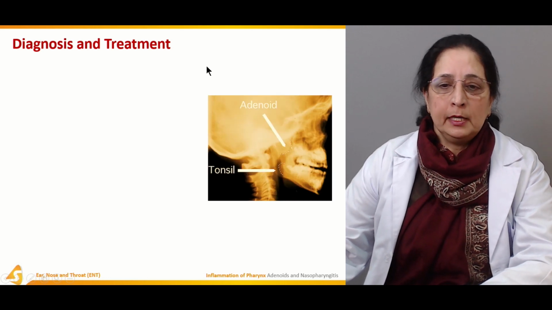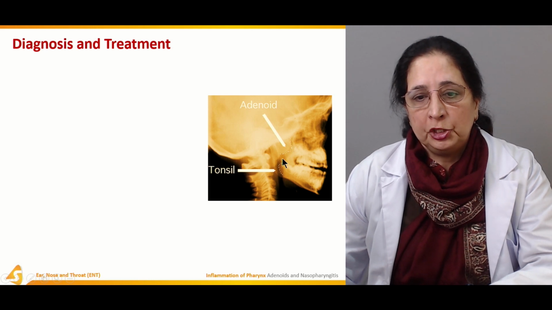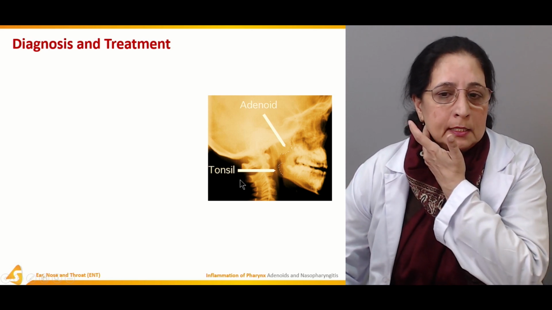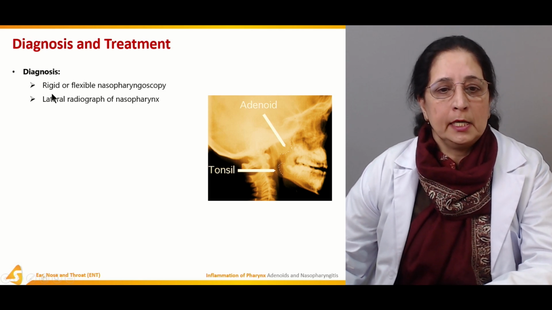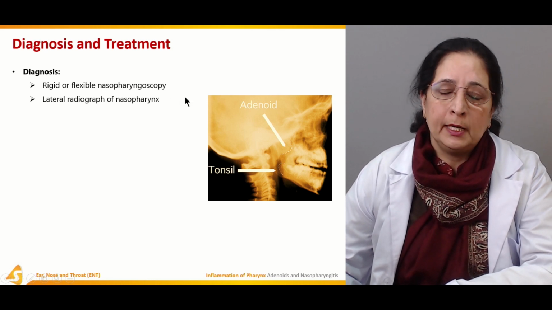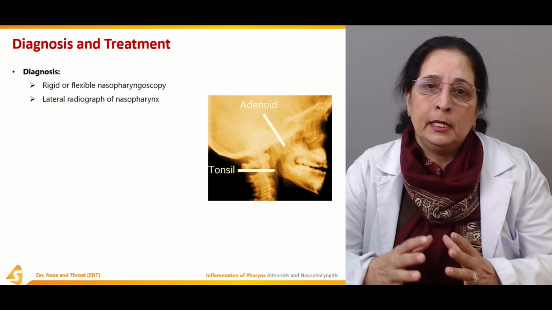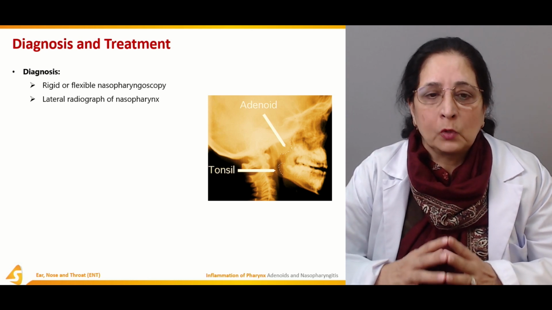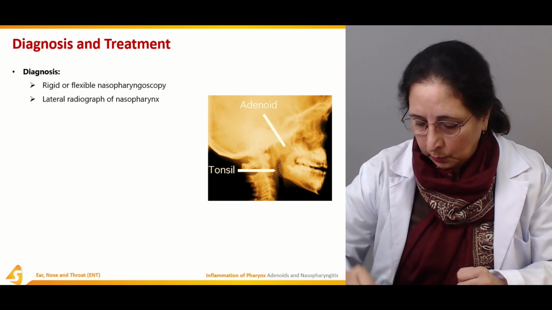Diagnosis and treatment. On this skull, if you see, this is the location of the adenoids, and that's where the tonsils are present. So tonsils and the adenoids are located here. Diagnosis is rigid or flexible nasopharyngoscopy. So examination of the nose and the pharynx by the rigid or flexible nasopharyngoscope. Then lateral radiograph of the nasopharynx is also helpful.